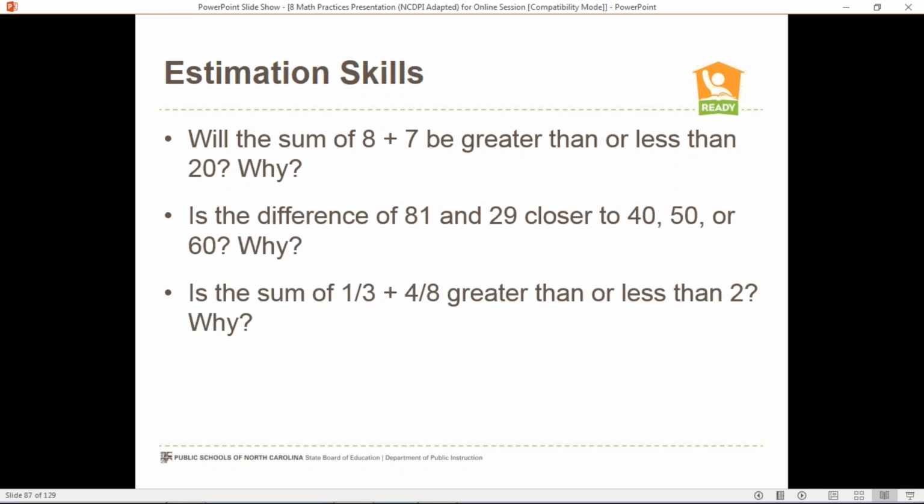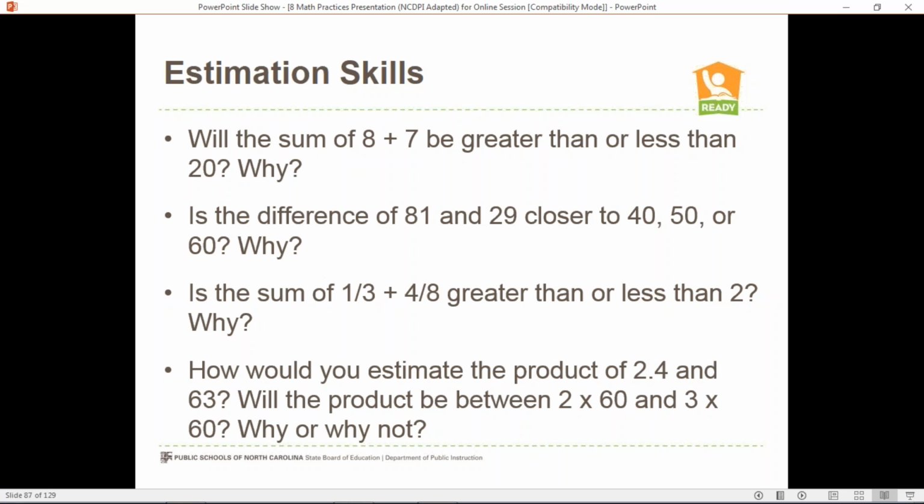This one feels a lot more like the first one. Well, got less than a half, got half and less than a half. Is that going to be more than or less than 2? But then if I start closing that in, if I'm working with older kids, greater than or less than 1, greater than or less than 3/4, all of a sudden now the degree of precision becomes more and more important. And then finally, how would you estimate the product of 2 and 4/10 and 63?